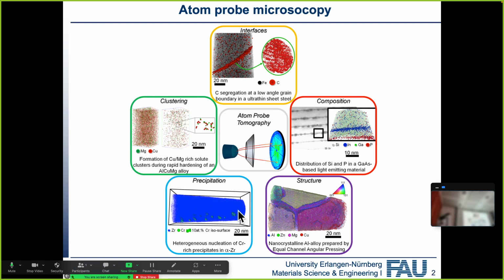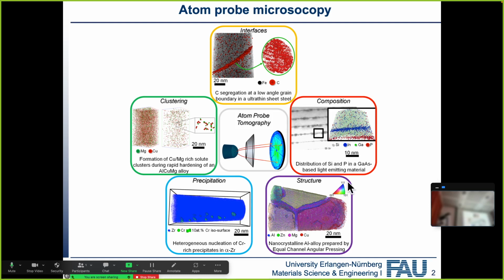Precipitation is a very regular field as well. In precipitation, we're working especially on superalloys, but also on aluminium alloys. Clustering and precipitation: this is just very small clusters, and this is larger foreign phases. For the small clusters, there's really no other way to find out if they exist or where they are, and this is why we use atom probe for this.